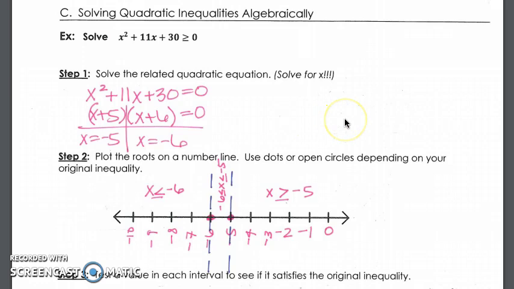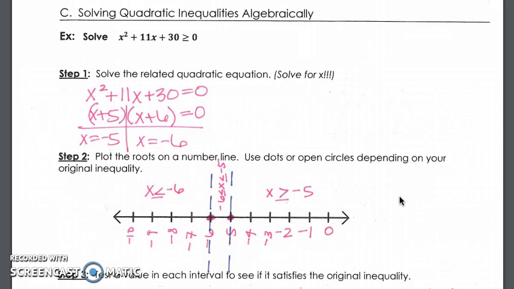So after we have solved the related quadratic equation, we're going to plot the roots on a number line. Remember to use dots or circles depending on your original inequality. So if we go back up here, we can see that equation is greater than or equal to, so we know that our dots on the number line are going to be closed because we are including the solutions.